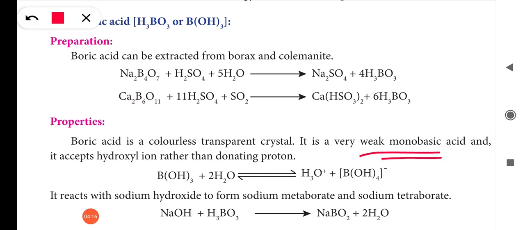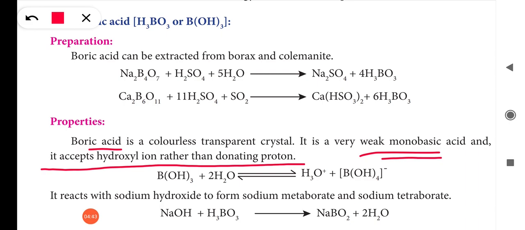So it is monobasic and also weak monobasic, and it accepts hydroxyl ion rather than donating a proton. What is the definition of an acid? An acid is a substance that can donate a proton, that is H plus ion, or gain OH minus ion, hydroxyl ion.